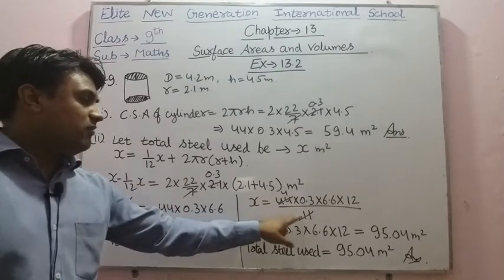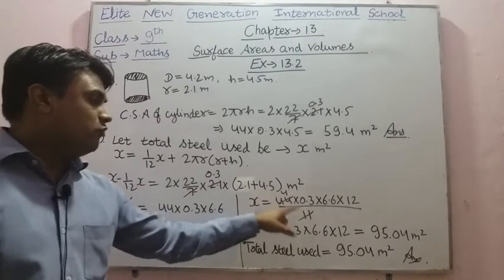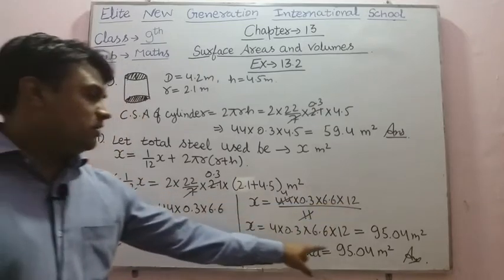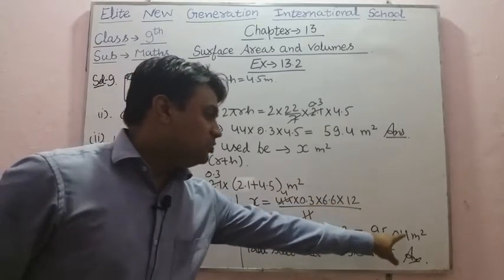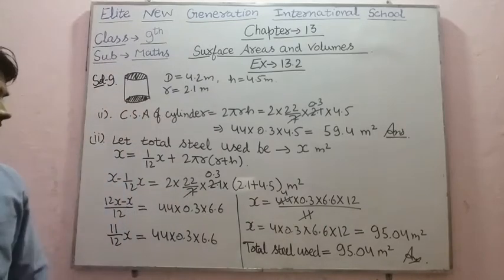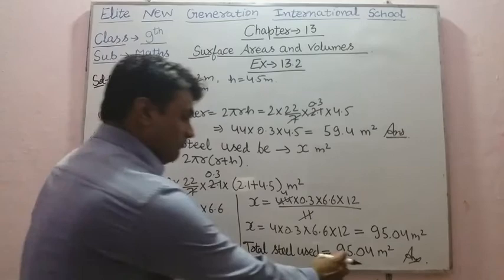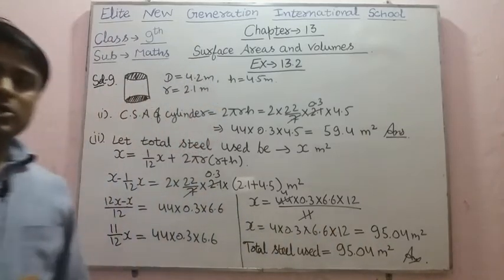So 44 divided by 11 is 4. Now 4 into 0.3 into 6.6 into 12 will be equal to 95.04 meter square. So we can say that the total steel used will be equal to 95.04 meter square.